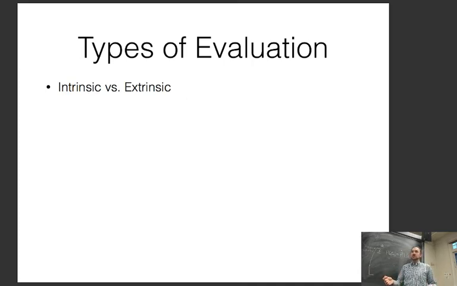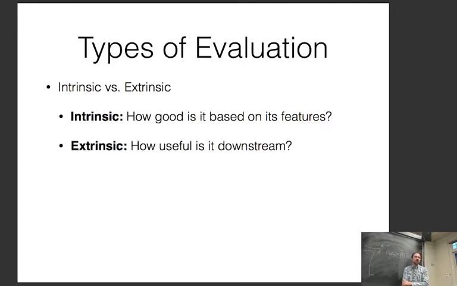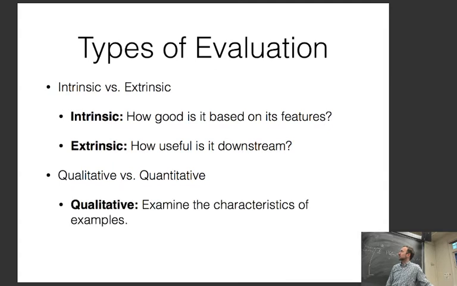I think people have heard these terms before, but if you haven't, they're very useful. So intrinsic is basically how good is it based on its features. So if you look at the features of the word embedding itself, how good is it kind of on its own? And extrinsic is how useful is it in downstream tasks. So how much can it help us do something downstream, usually in a much more complicated system. Also qualitative versus quantitative. Qualitative examine the characteristics of examples, quantitative calculate statistics.